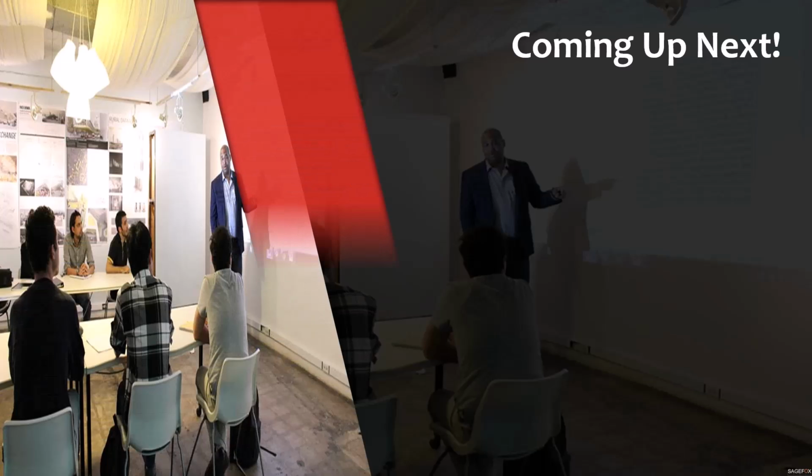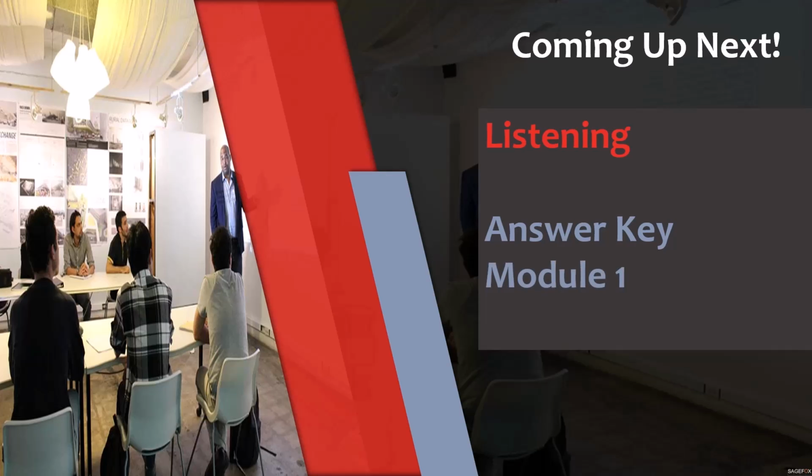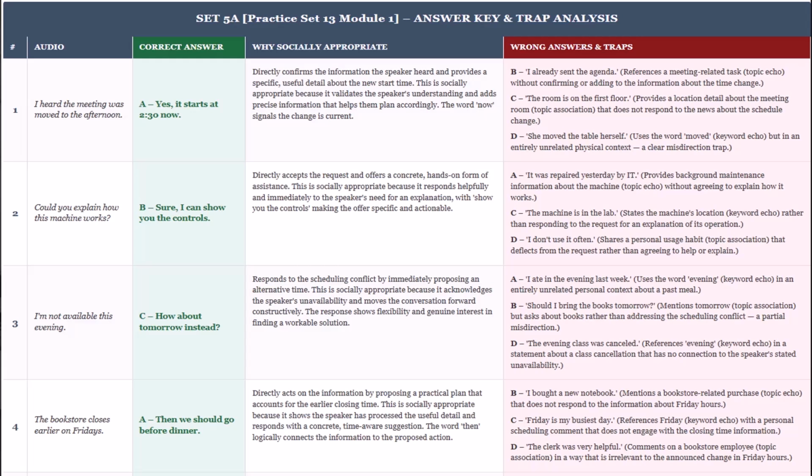All right. Coming up next, let's go through the answers. I hope you're getting a really firm grip on what the listening section is like. So, module 1. For the listen and choose the correct response, remember you're choosing the most socially appropriate response, everybody. For number 1, the answer is A.